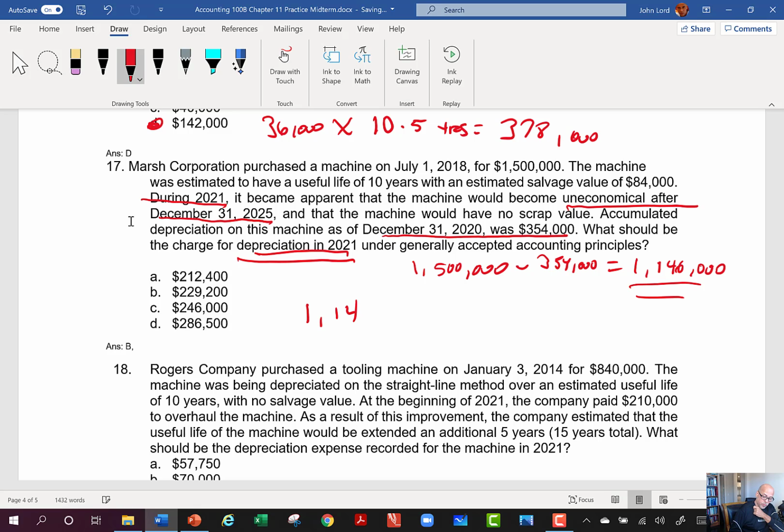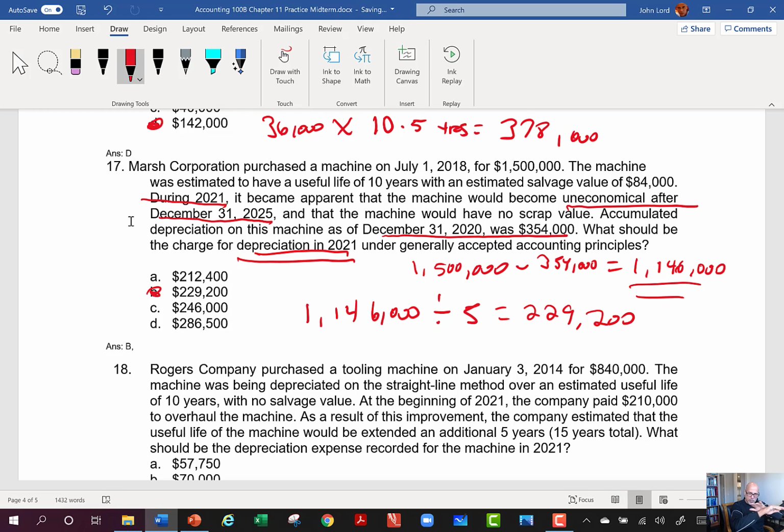So I simply take the $1,146,000 and divide it by those 5 remaining years. That gives me $229,200. That becomes my depreciation for 2021, 22, 23, 24, 25. It'll be completely depreciated by the end of that last year that I'm estimating I will be able to use it. Okay, change in estimate. Notice I'm not going back and restating any other years. No, we don't do that for a change in estimate. We just use that new estimate in the year that we change the estimate.